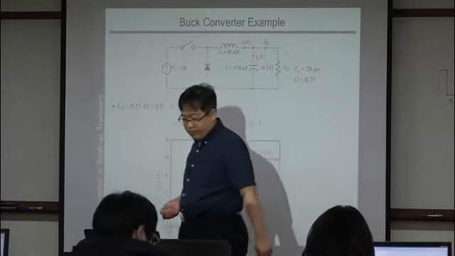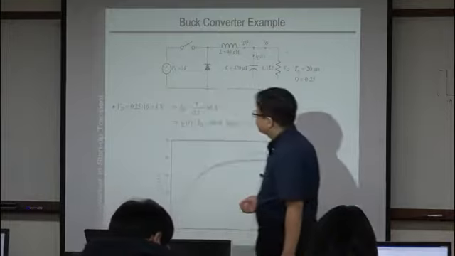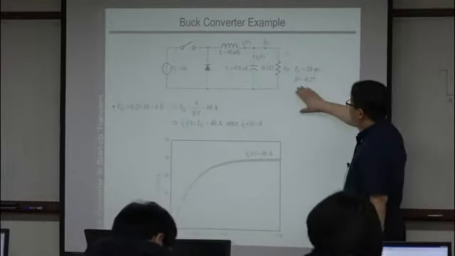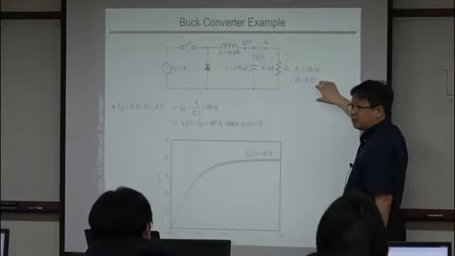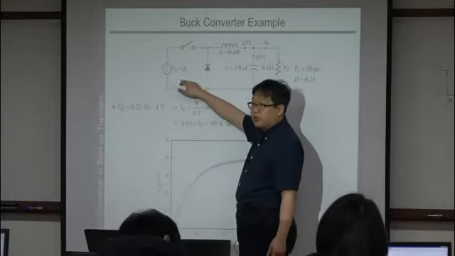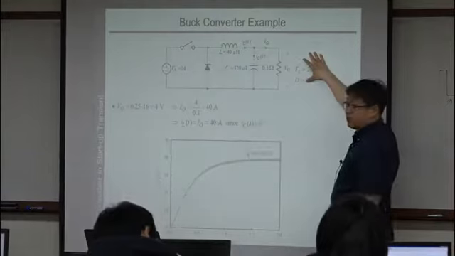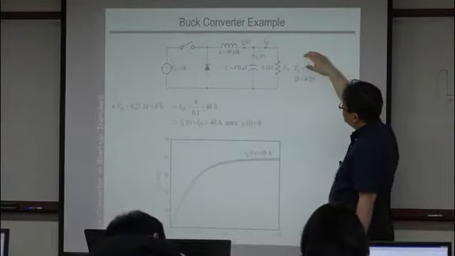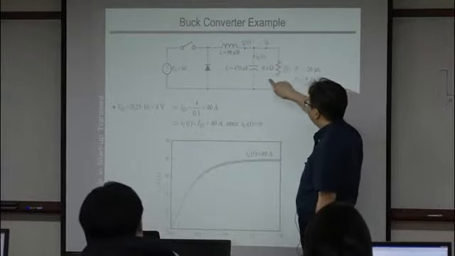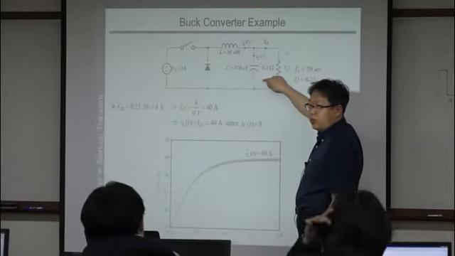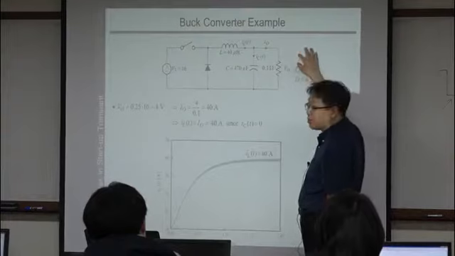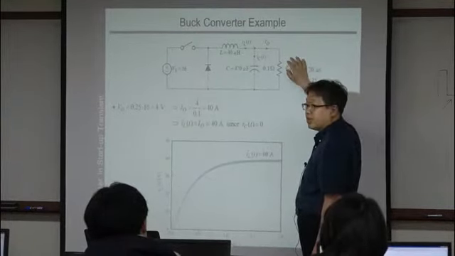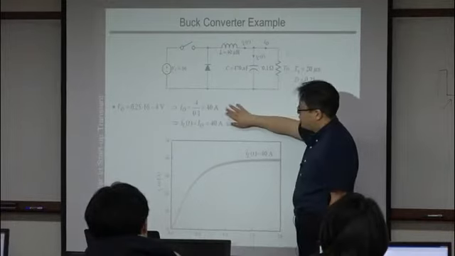Then, what about this circuit? Here, still your duty ratio is 0.25. Then your input is 16 volt. Then your output voltage is what? 4 volt, right? 4 volt. Then, your output resistance is 0.1 ohm. And here you have 4 volts. Then what is the output current? Average value is 40 ampere, right?